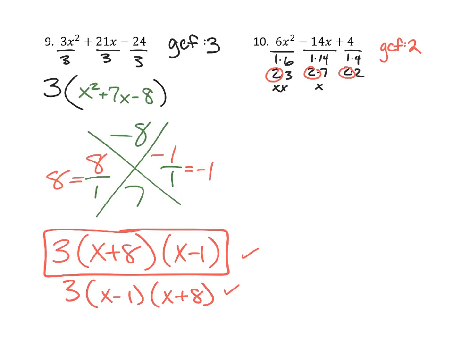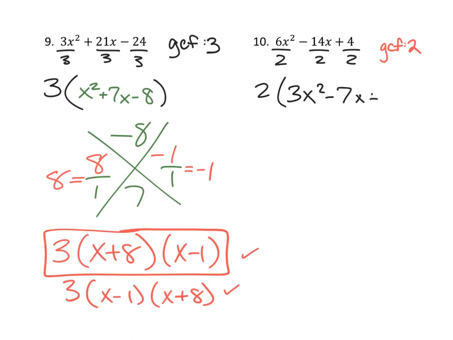So the GCF is 2. We found that by having to show the work. You don't have to show the work if you can see it. I'm going to erase it so I have the space. But the GCF is 2, which means each and every one of these I'm going to divide by 2. This would give me 3x squared minus 7x plus 2.